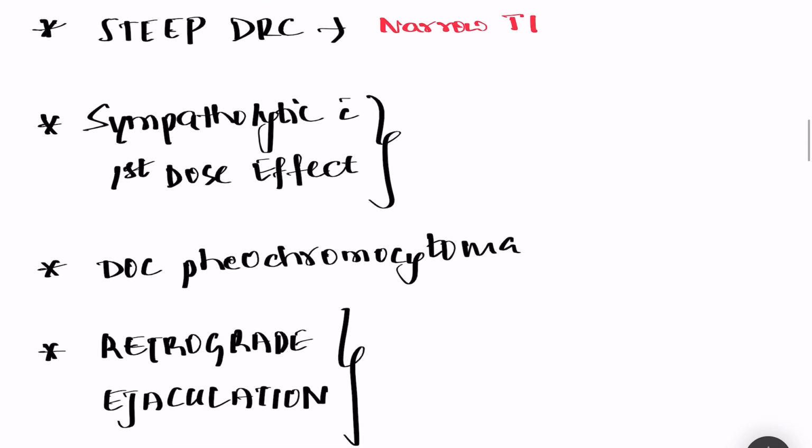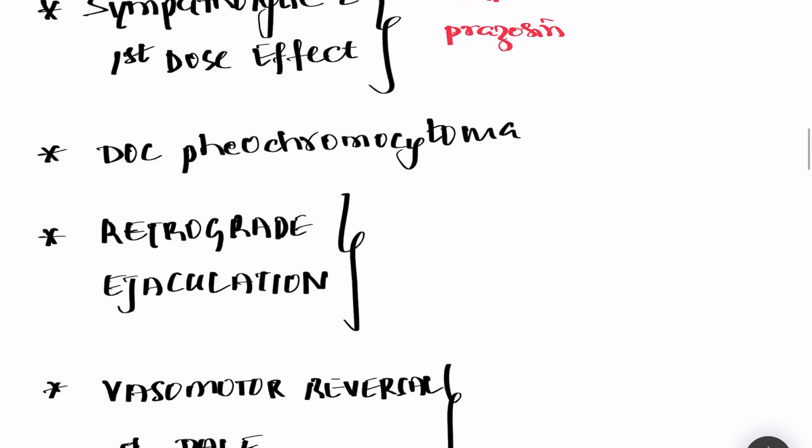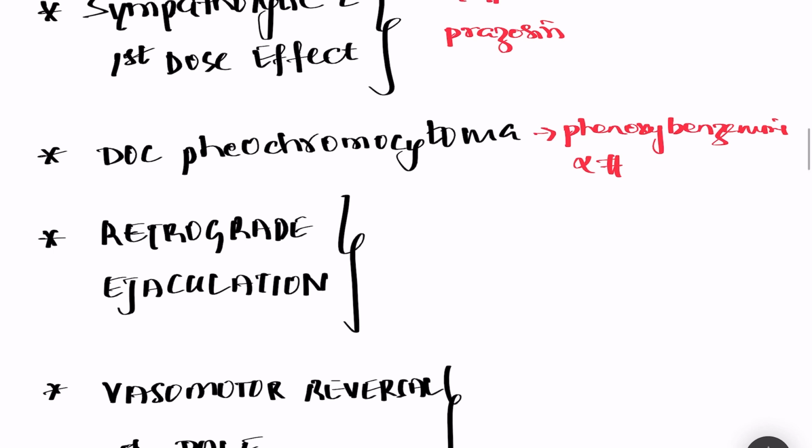So which is the sympatholytic agent which is associated with the first dose effect? Please remember, it is the alpha blocker, especially prazosin. So which is the drug of choice for pheochromocytoma? The drug of choice will be your phenoxybenzamine. Phenoxybenzamine is an alpha blocker. Whenever you give a drug for a pheochromocytoma, initially you give an alpha blocker, followed by which you administer the beta blocker.